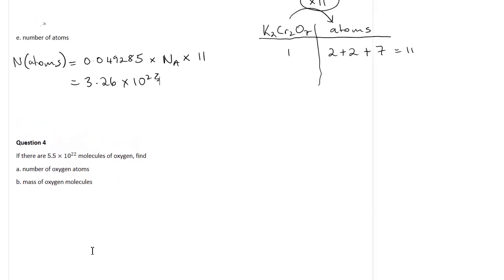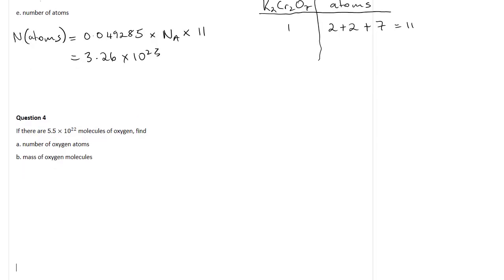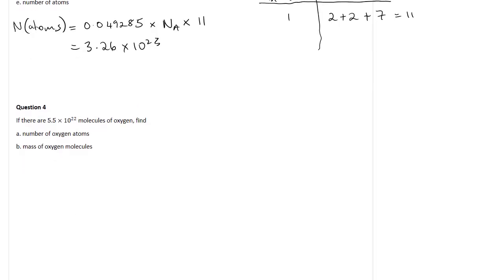Question 4. Question 4 says, if there are that amount of molecules of oxygen. Now, this question's being quite technical. Molecules of oxygen is not the same as oxygen atoms. Molecules of oxygen means O2, and that's how many there are. So the number of O2 happens to be 5.5 times 10 to the 22, and you want to find the number of oxygen atoms.